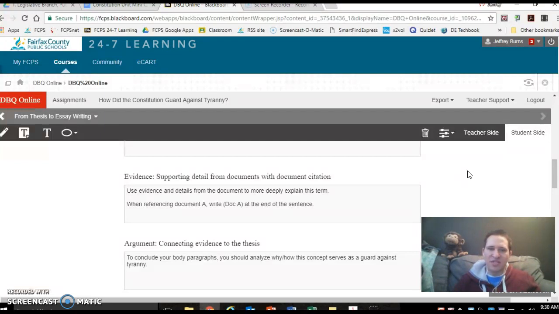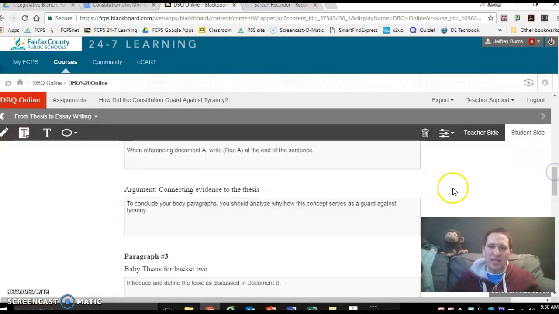And again, when you're referencing document A, you're going to write doc A in parentheses at the end of the sentence and then put the period after that. That should probably be a couple sentences there. And then your argument at the end, where you connect the evidence to the thesis, this again might be a couple sentences. You should connect that concept in document A to the guiding question and to your thesis.